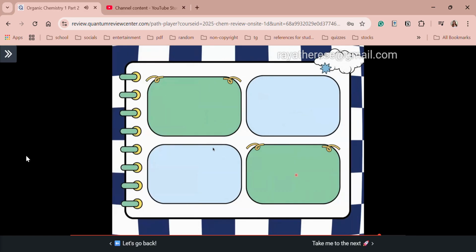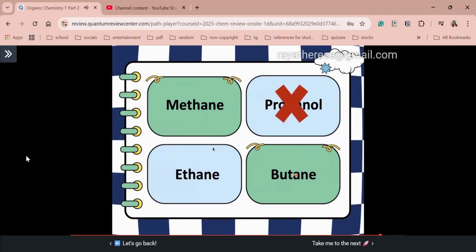Okay, class, next item. We have methane, propanol, ethane, and butane. Class, which is the imposter? 3 of them are alkanes and propanol is an alcohol. Okay, class, I hope you are familiar now with the functional groups. So don't worry, masasaturate kayo with our discussion ng reactions of your different functional groups.